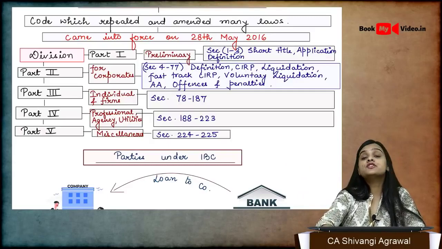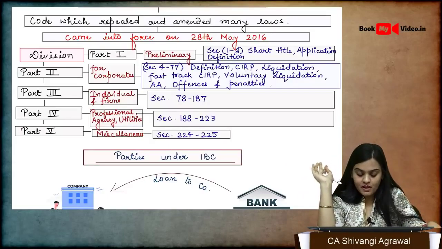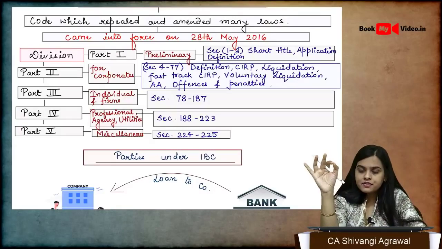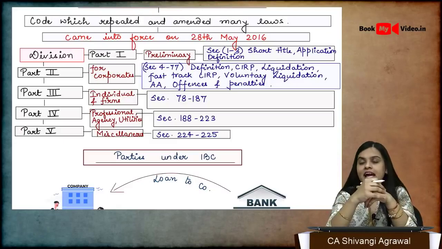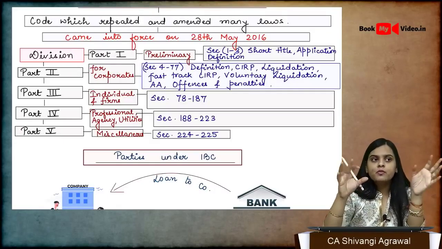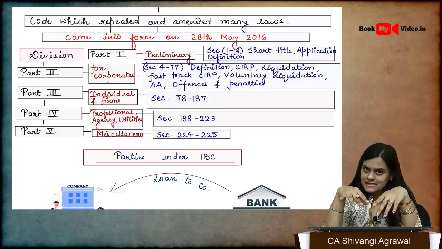But that is not the adjudicating authority. That is the supreme authority, you can say. Okay. So, the adjudicating authority is NCLT. I might say NCLT, I might say adjudicating authority. Whatever I am saying, they both mean the same for corporates under IBC.